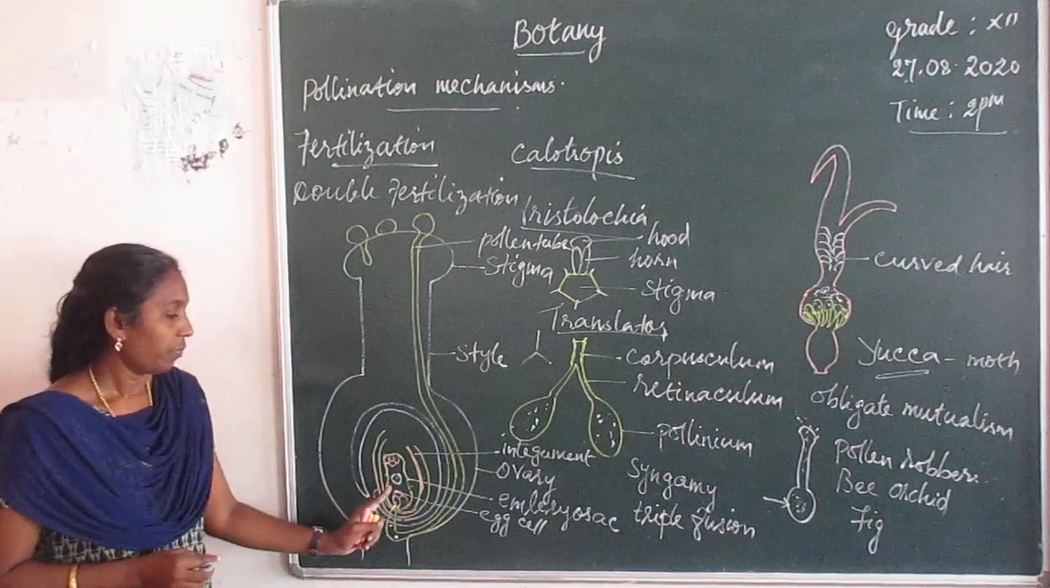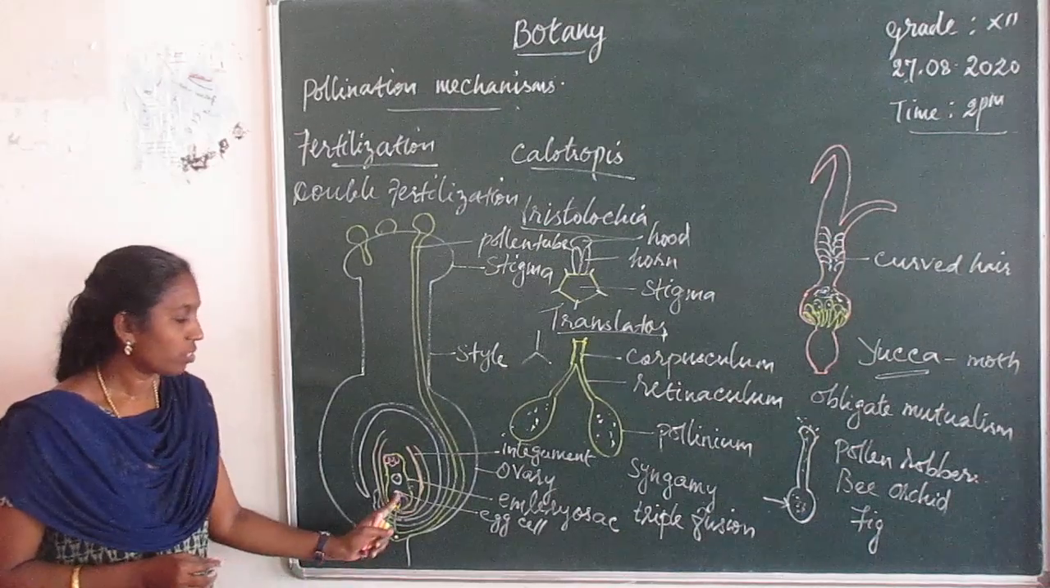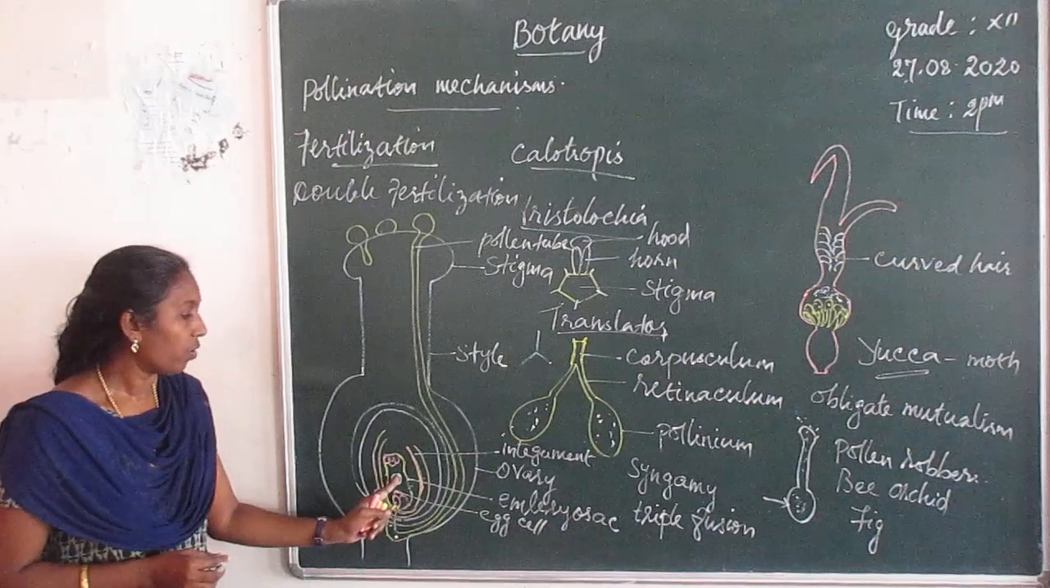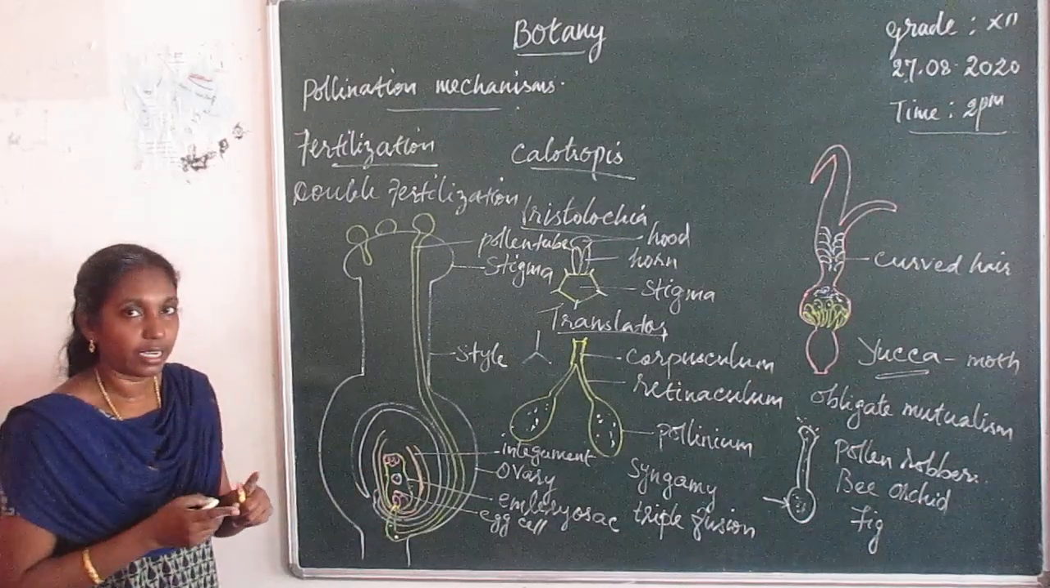So it enters, and one of the male gametes fuses with the egg. The other one fuses with the polar nuclei and forms the secondary nucleus.